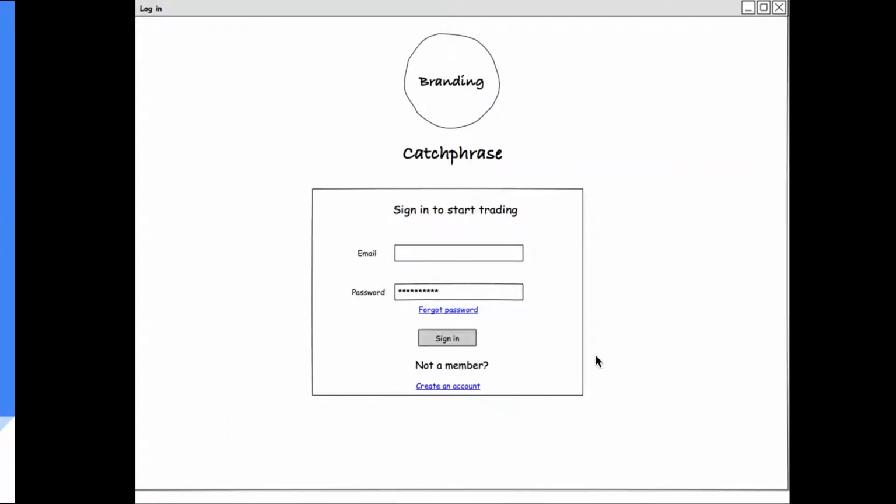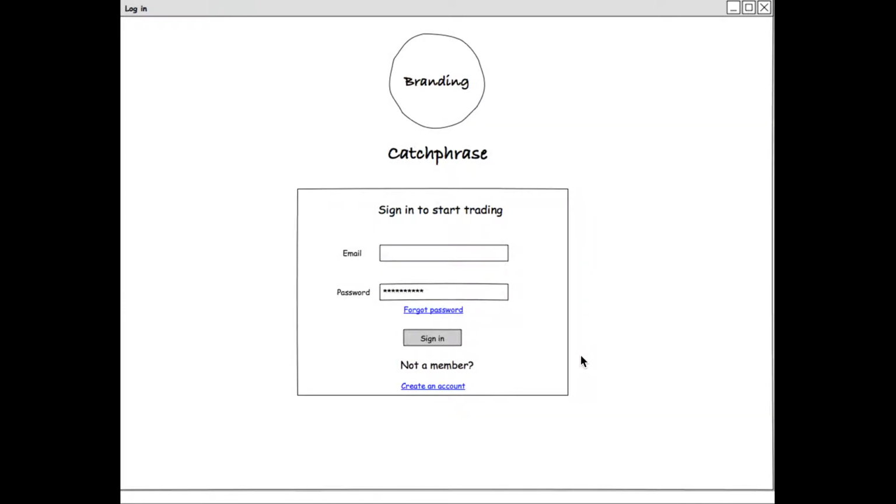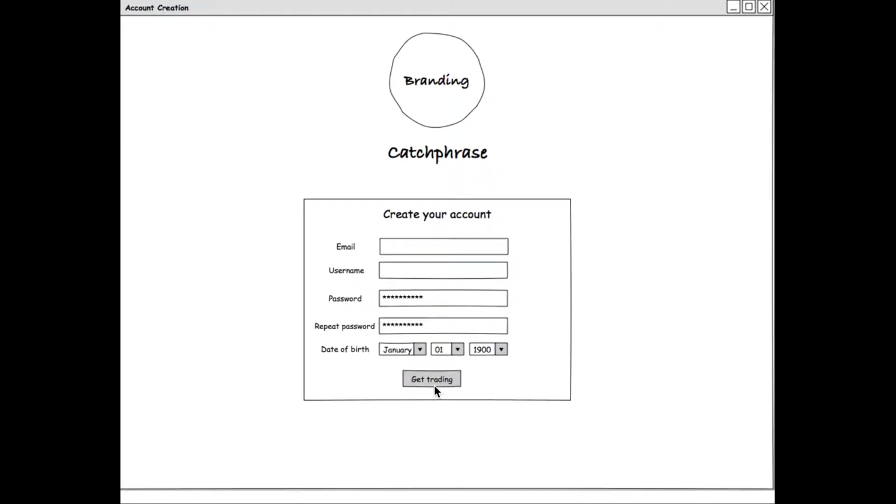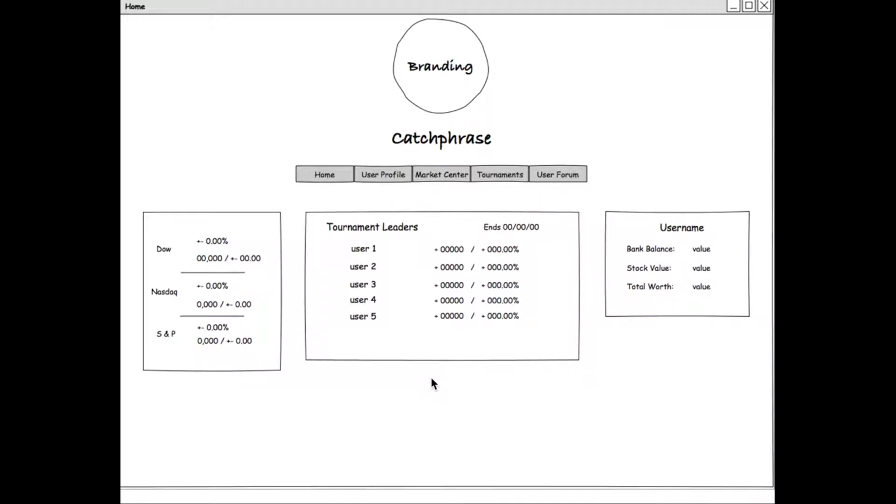We created a function-oriented user interface prototype that allows us to see how users will be navigating through our site. They will begin on the login screen, which allows them to enter their information and access their account in the site. If they do not yet have an account, they can click Create an Account, which will bring them to the account creation screen. Here they will enter a bit more information, and once complete, can click Get Trading to enter our home page. Here they will be able to view stock market indexes performances, tournament leaders for the current tournament, as well as their bank balance and total worth.